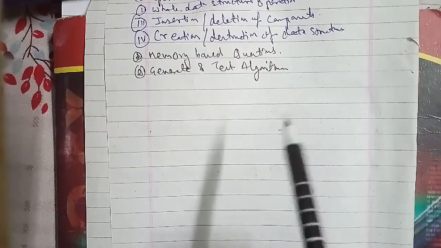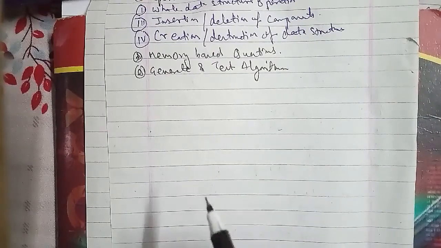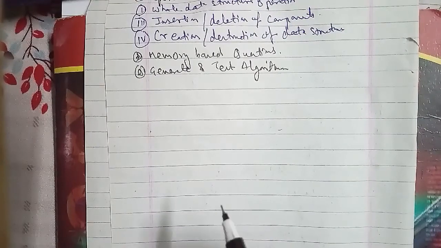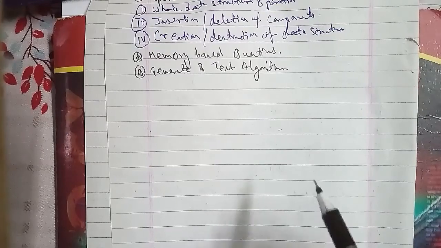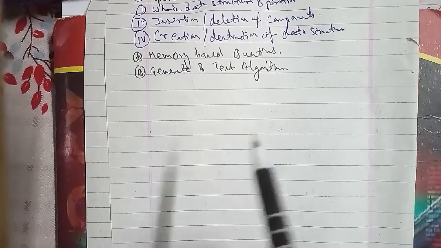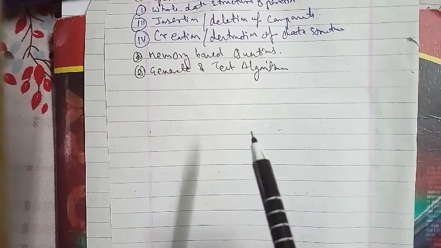Now we'll discuss the problems in hill climbing. The problems in hill climbing are the local maximum, the plateau, and the ridges as well.